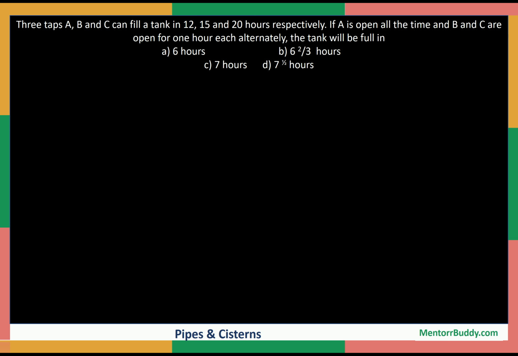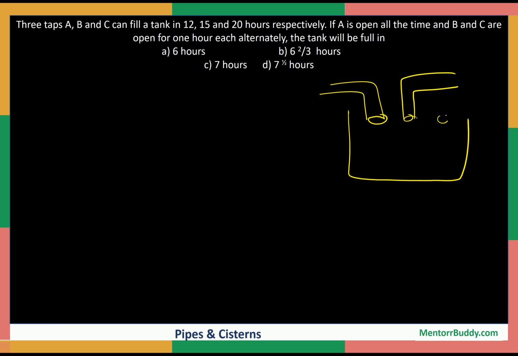The question says 3 taps A, B and C can fill the tank in 12, 15 and 20 hours respectively. So we have a tank in which pipe A is there, pipe B is there and pipe C is there. A can fill the tank in 12 hours, B can fill the tank in 15 hours and C can fill the tank in 20 hours, respectively.